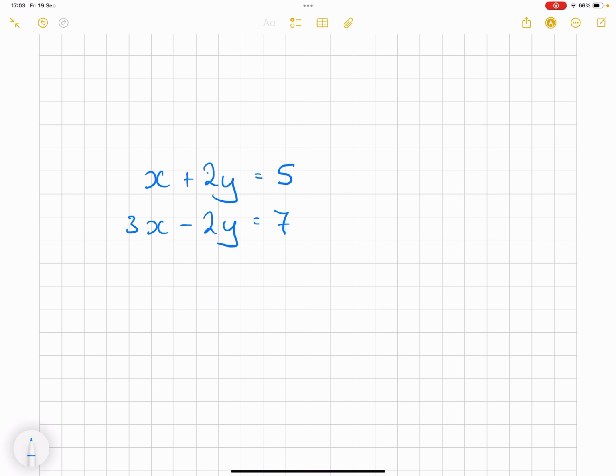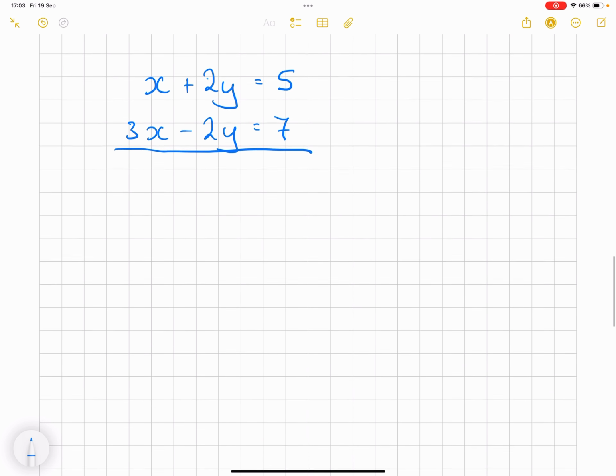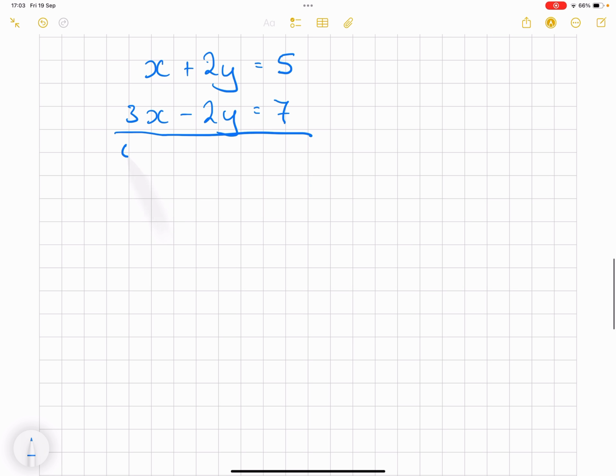And again, if I add together these two lines, so I have just x's and y's now. So I have x plus 2y is 5, 3x minus 2y is 7. So let's add together the two lines this time. And I get 4x, so x or 1x plus 3x, that's 4x. And 2y minus 2y, the y's cancel out, so that's lovely, is equal to 5 plus 7 is 12. So 4x is equal to 12.